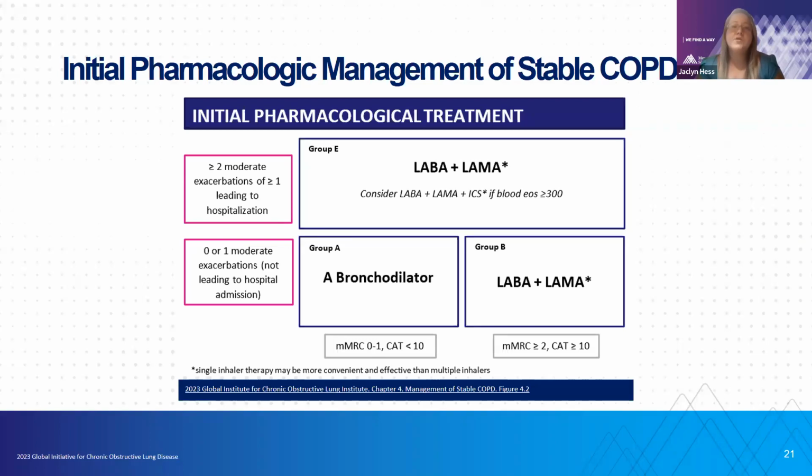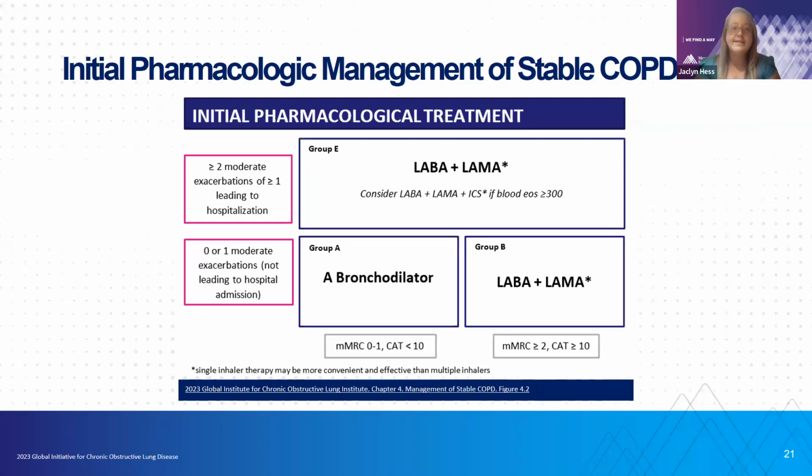As for our patients in group B, so they have a higher symptom burden, still fairly low risk with exacerbations, we want to start therapy with a combination LABA/LAMA. And that was because when combined, it was shown to be superior to either component alone. If for whatever reason that combination is not appropriate for the patient, then there's no evidence to support using one class over the other. So either one can be chosen.